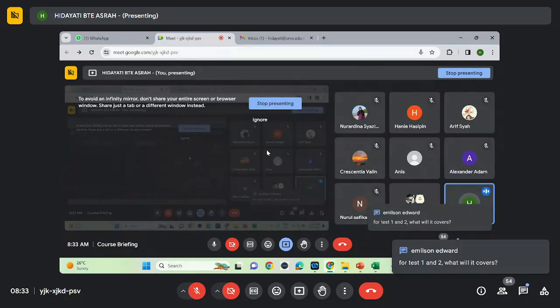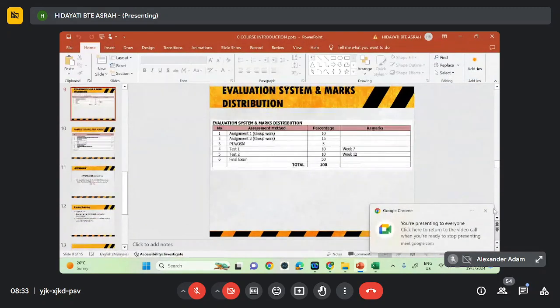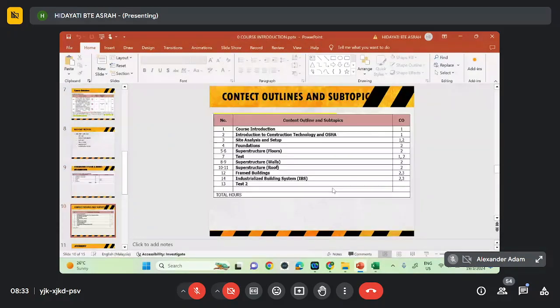Okay, for test 1 and test 2, what will it cover? Usually I will divide it like this. If you see here, the course topic, we will start our lecture in week 2, until week 6. So usually the test will cover topics from week 2 until week 6. So that is for test 1. And for test 2, from walls until IBS. Sometimes it depends. Sometimes I will inform the students, or not IBS, walls until frame building, because this IBS will be conducted in week 14, after you have test 2. So normally I will arrange it like that.